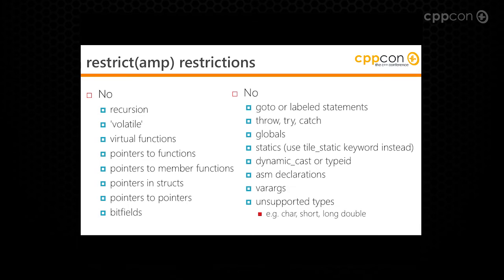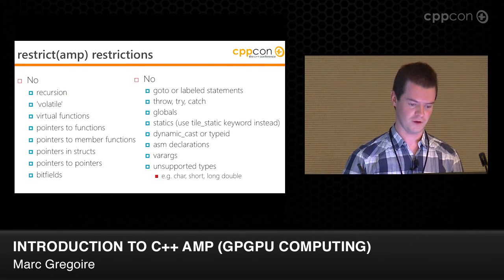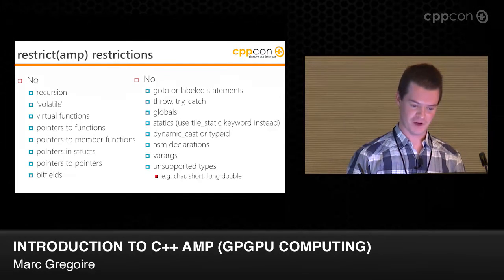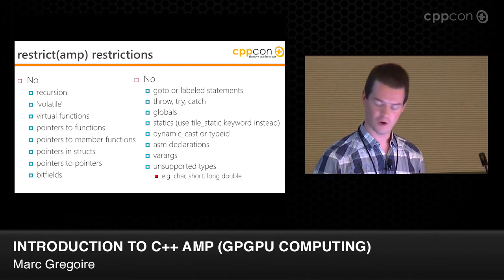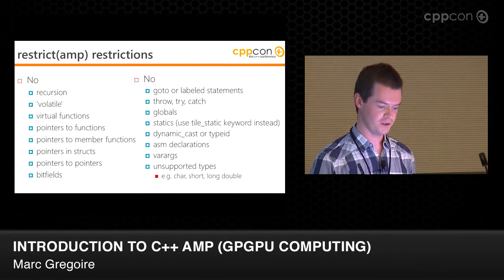Actually, this is the whole list of restrictions. Things like recursion, virtual functions, pointers to functions, all that stuff is not allowed. Goto and label statements are not allowed, but they are actually also not allowed on the CPU. Yeah, exceptions don't work. Obviously, assembler you cannot use, and there are lots of other restrictions here.